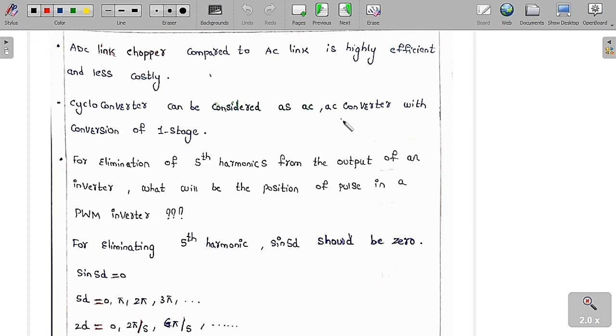Cycloconverter can be considered as AC to AC converter with conversion of one stage. I have already told you, within one stage we are going to convert the fixed AC to variable AC. Variable AC means variable frequency and also variable voltage. So F0 is equal to N into Fi. F0 is called the output frequency and Fi is called the input frequency, where N is always a pure integer.